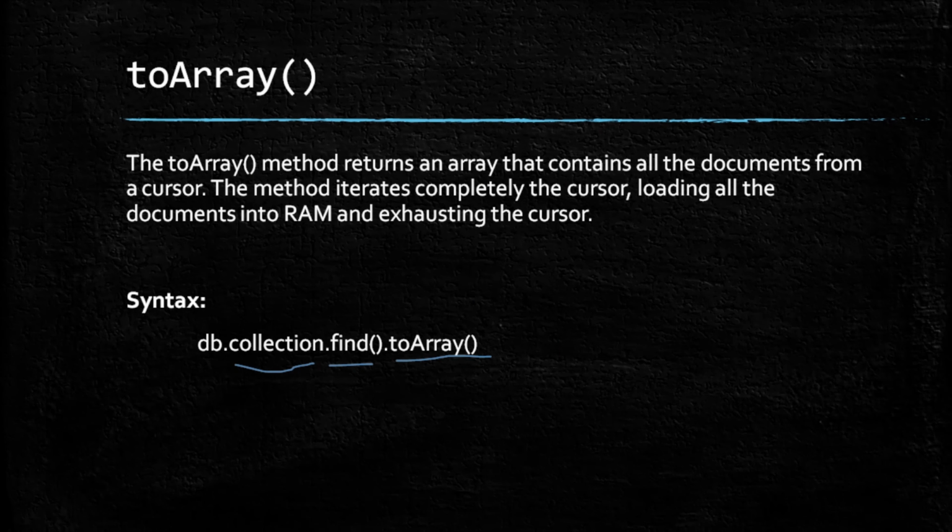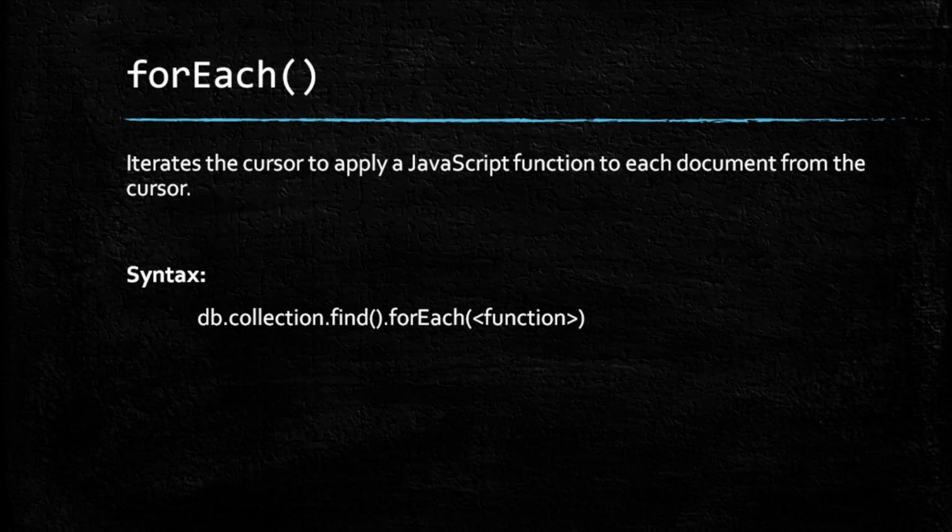Now again we come to our slide to understand another method in cursor. The forEach method is used to iterate the cursor and apply a JavaScript function to each document from the cursor. The syntax is db.collection name, then after our find method, we will use forEach. Inside that, a JavaScript function will be there to return the data from our collection.